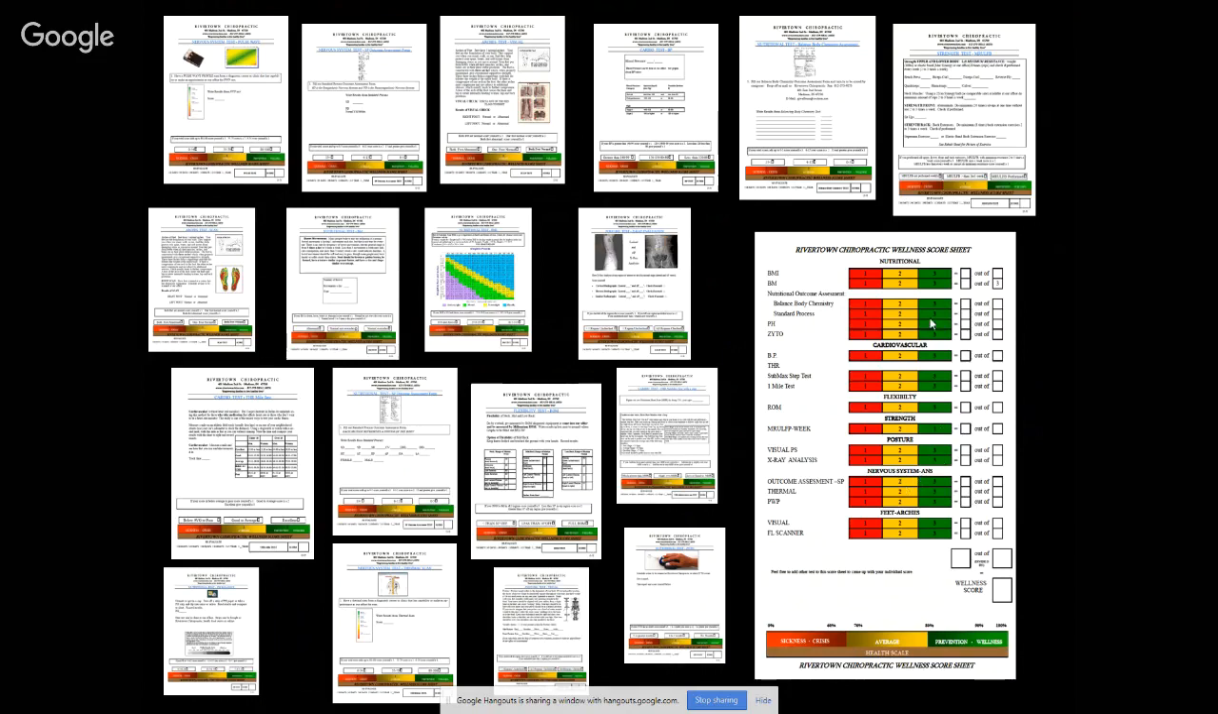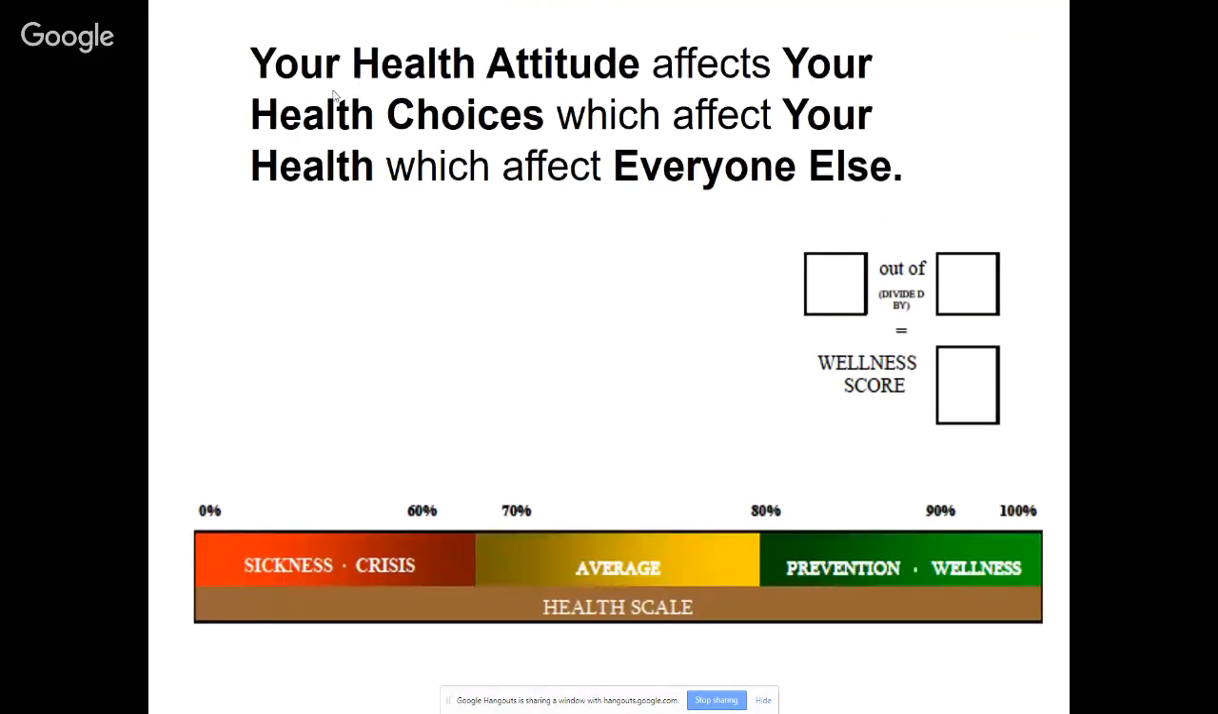It's nice as a practitioner to have a score sheet like that. You can make a lot of smart decisions and get your patients to start working out in different areas and making changes, and you can always recheck it. So that's our 5 minutes: your health attitude affects your health choices, which affects your health, which affects everyone else. You just take the scores from all your individual tests, put them on the master score sheet, and divide by how many you have. That gives you your wellness score, and then you put that here on the health scale.